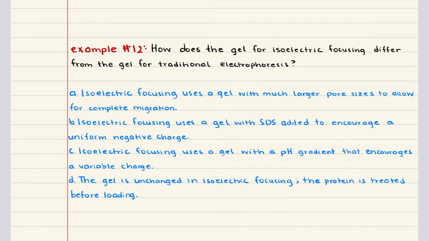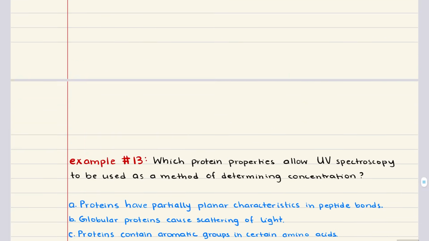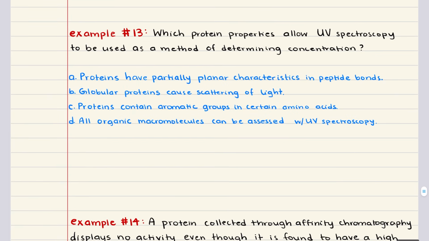So the key feature of the gel in isoelectric focusing is the presence of a pH gradient. And answer choice C captures that exactly. So 12 is C. Problem 13 says, which protein properties allow UV spectroscopy to be used as a method of determining concentration?